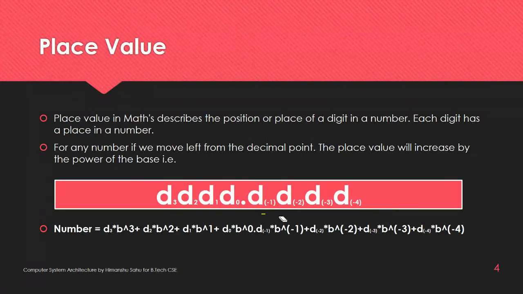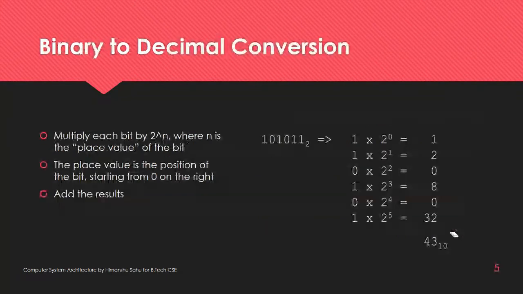Then d minus 1 into b raised to the power minus 1, d minus 2 into b raised to the power minus 2, d minus 3 into b raised to the power minus 3, and d minus 4 into b raised to the power minus 4. Something like this will represent a number. So now, coming to the applications of this: how do we convert a binary number to a decimal number?